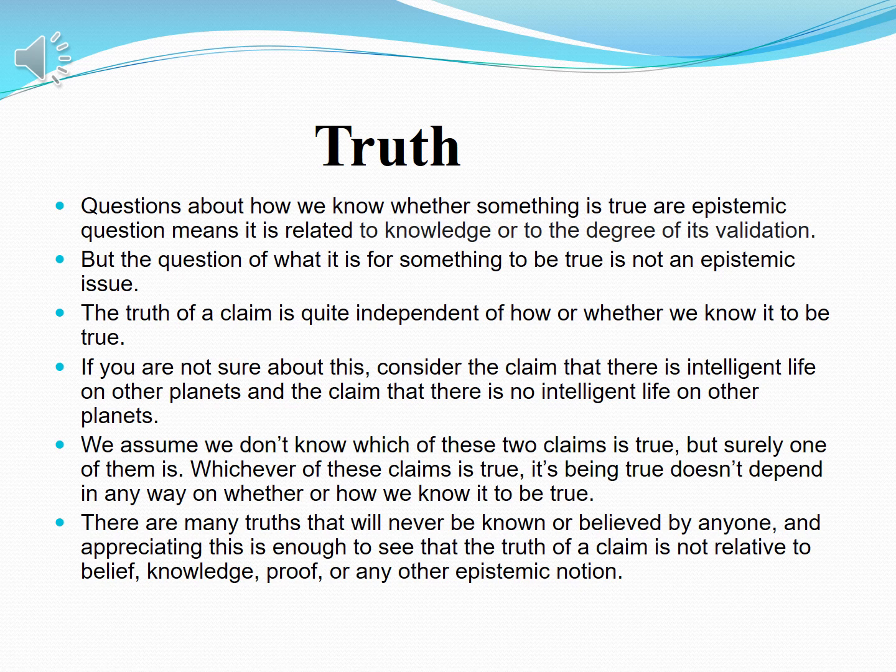If you are not sure about this, consider the claim that there is intelligent life on other planets and the claim that there is no intelligent life on other planets. We assume we don't know which of these two claims is true, but surely one of them is. Whichever claim is true, its being true does not depend in any way on whether or how we know it. So it does not depend only on our knowledge. Maybe we don't know whether there is life on another planet or not, but one of those will be right, even though we don't have the knowledge.